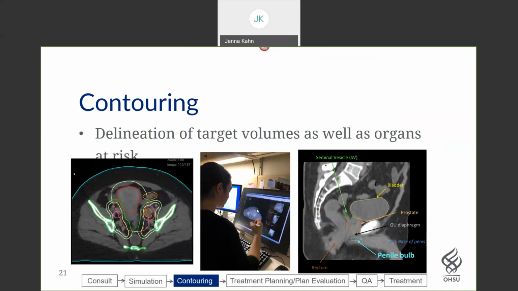And this is kind of how we do that with a computer system, which you'll be doing during this course. Again, here we're drawing out where the bladder is, where the rectum is, and where the prostate is and the seminal vesicle. So places that we want to treat, and then places we want to avoid and not treat as much.